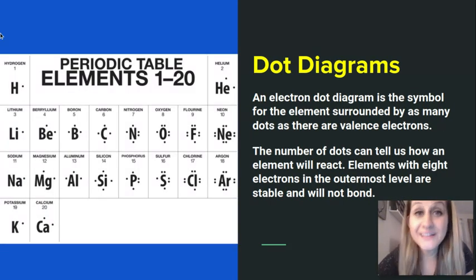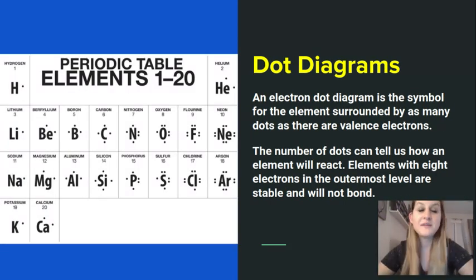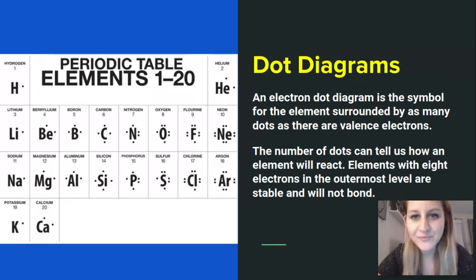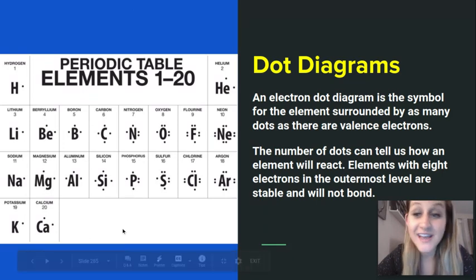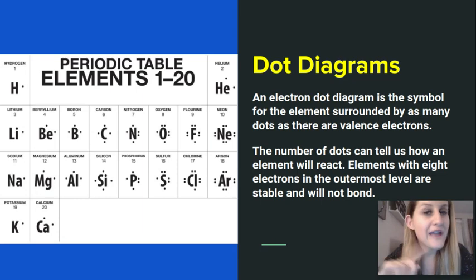Okay, we can illustrate how many valence electrons an element has through a dot diagram. An electron dot diagram is the symbol for the element surrounded by as many dots as there are valence electrons. So if you look at the periodic table to the left, it looks a little different than what you're used to. That's because this is just elements 1 through 20, so we're missing a whole bunch of them. These are the ones that we care about right now. Each symbol is surrounded by dots. And if you count up the dots, that will tell you how many valence electrons that particular element has.